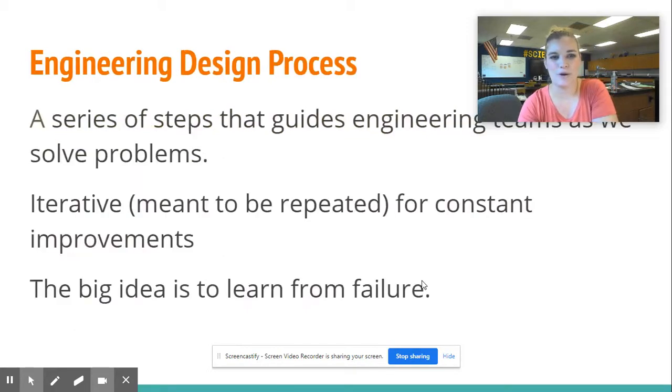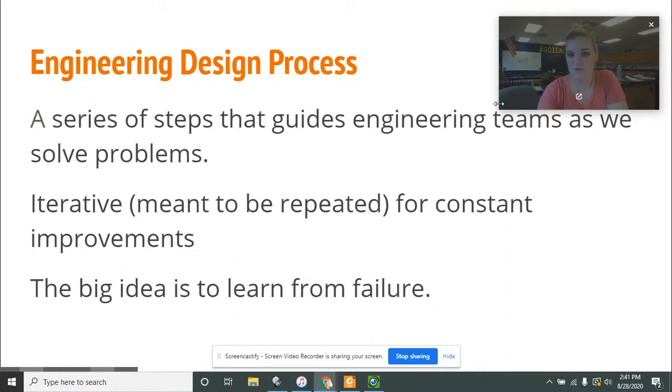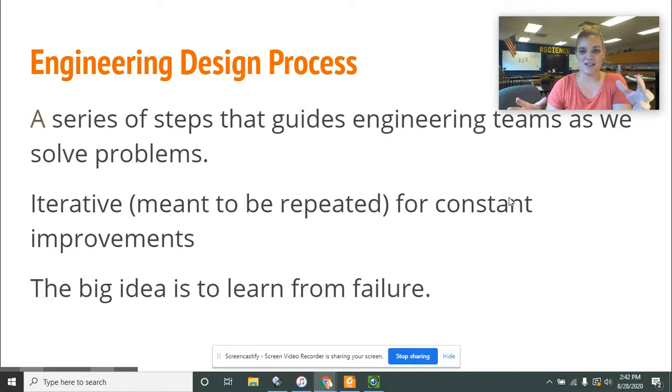Okay, so from that video, that's just a really good introduction to what engineers are. We're going to be doing several engineering projects throughout the year because I went to school for engineering, so I'm pretty passionate about it. And we do need to learn about the engineering design process anyway, so it fits together pretty well. So the engineering design process is just a series of steps and guides that gives engineering teams a way to solve problems. And it's iterative, which means that we repeat it over and over again.